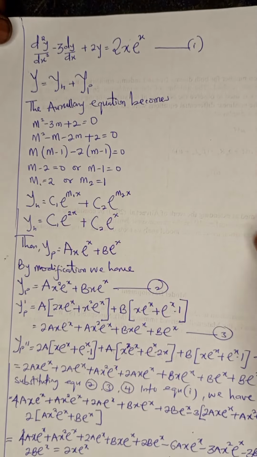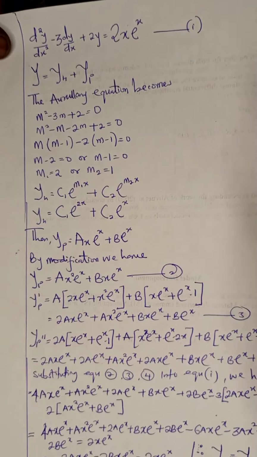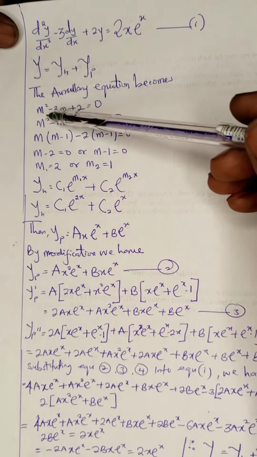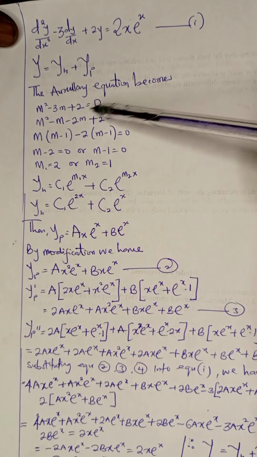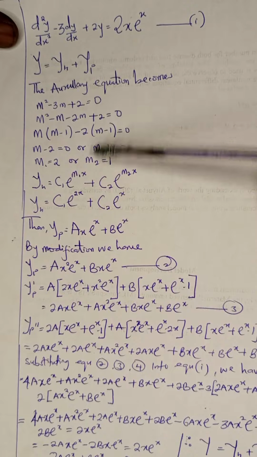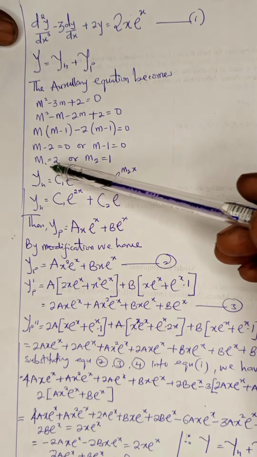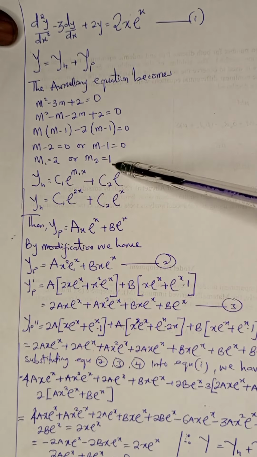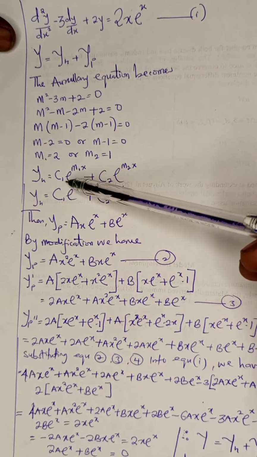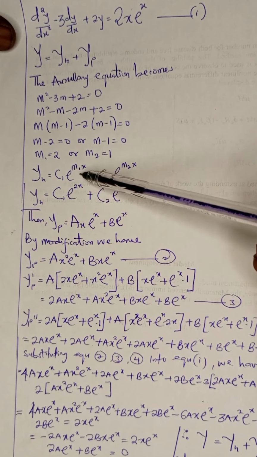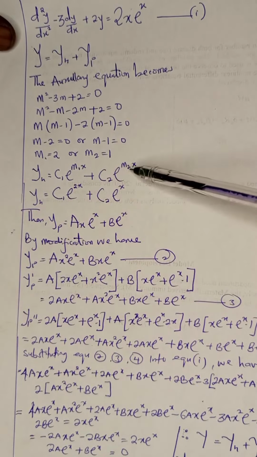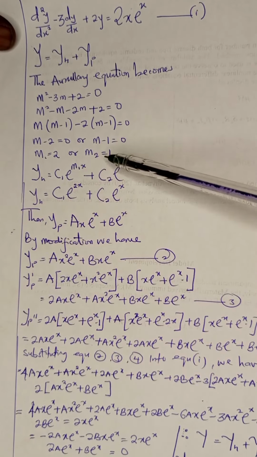Okay, so now let's get our characteristic equation, otherwise known as the auxiliary equation. Using the m operator, it becomes m squared minus 3m plus 2 equals 0. Solving quadratically, I end up having m1 equals 2 or m2 equals 1. So for the y homogeneous, I have yh equals c1 exponential m1x plus c2 exponential m2x, where m1 and m2 are the roots of the quadratic equation.